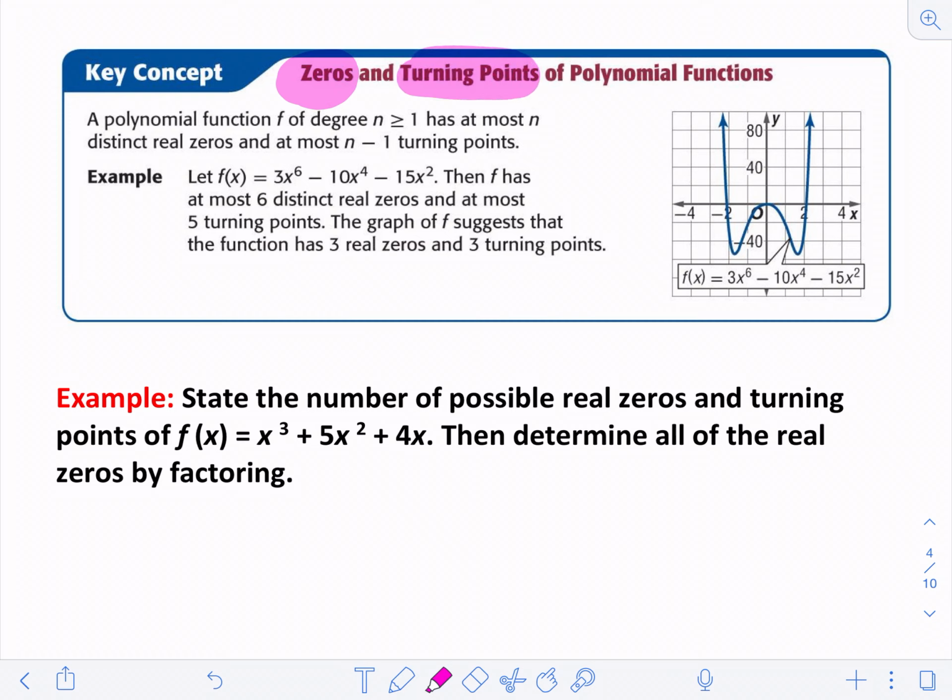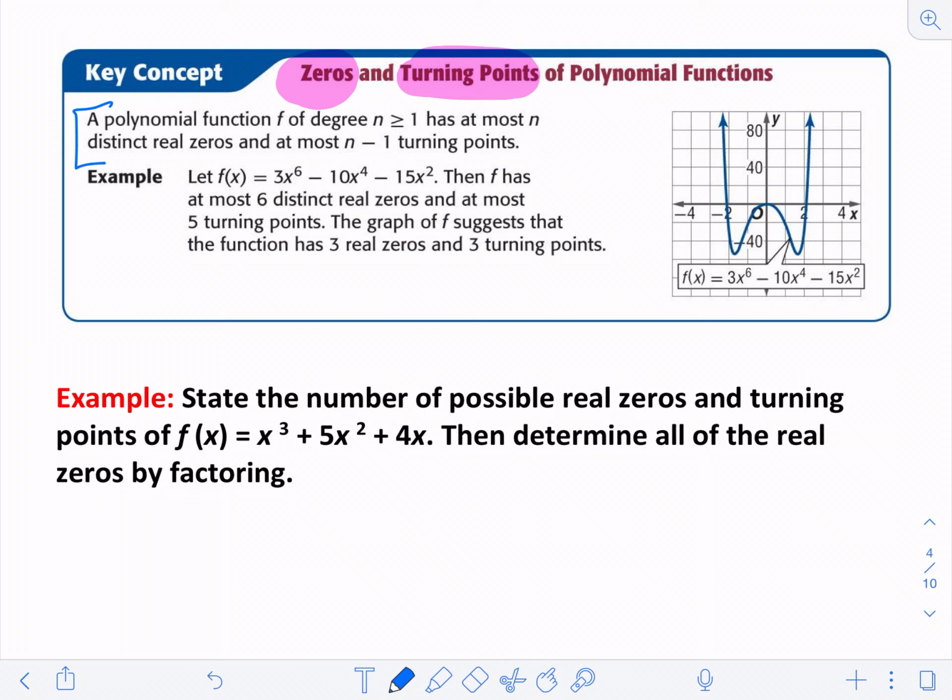How many zeros, meaning how many times does it cross the x-axis, and how many turning points is it going to have? Well, the rule is basically right here. It says a polynomial of degree n is going to have at most n zeros, meaning it's going to cross the x-axis n times at most, and it's going to have at most n minus 1 turning points. Now we say at most because it doesn't have to have that many. It will have at most that many, meaning it won't have more than that, but it could very well have less.